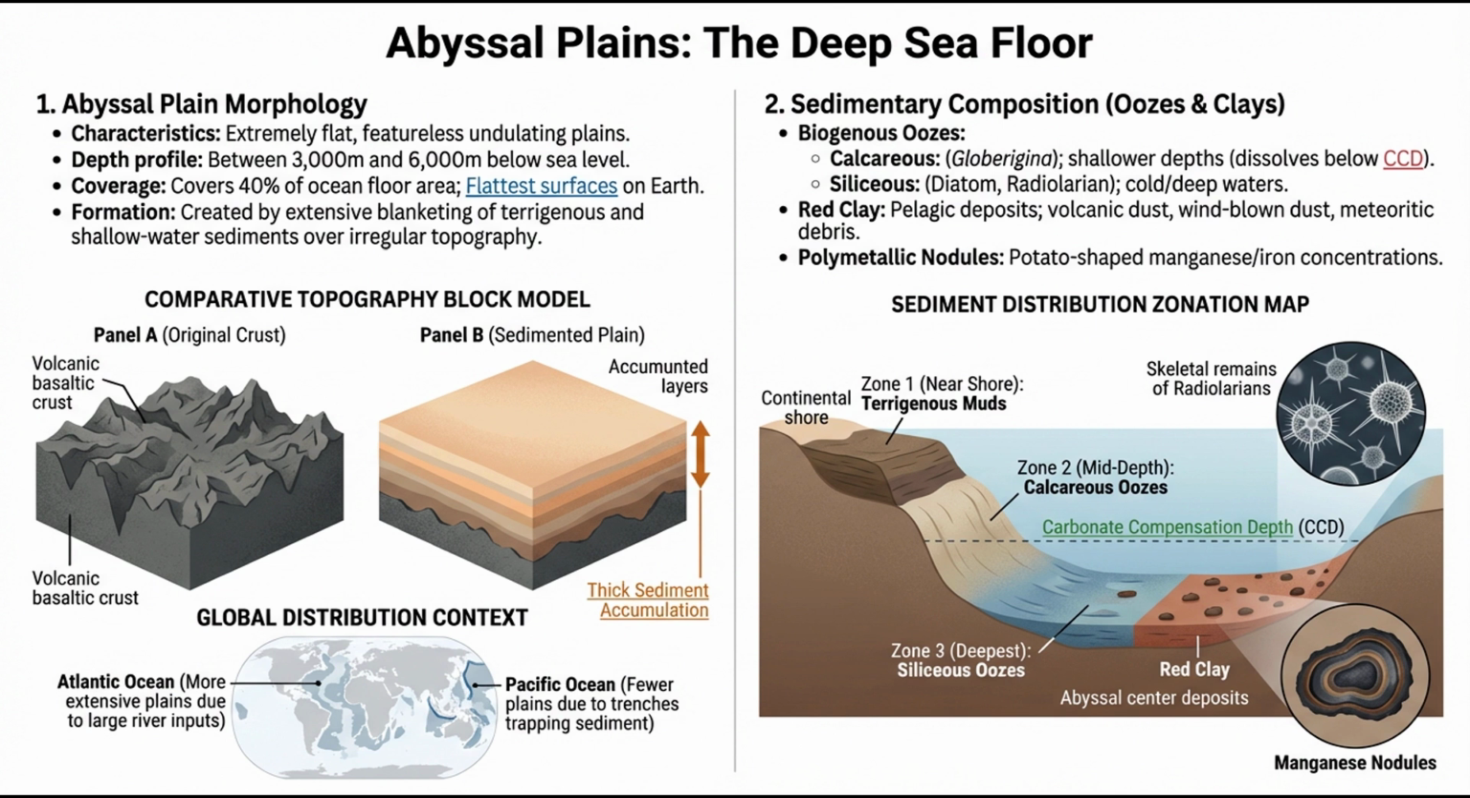Speaking of geography, look at the distribution map. The Atlantic Ocean has huge abyssal plains because giant rivers, Amazon, Congo, Mississippi, dump tons of sediment there. The Pacific, however, has fewer plains. Why? Because the Pacific is surrounded by trenches. Trenches act as traps. Sediments from land fall into the trenches and never reach the central ocean floor. Samajh aaya logic. Atlantic fills up, Pacific traps it at the edges.